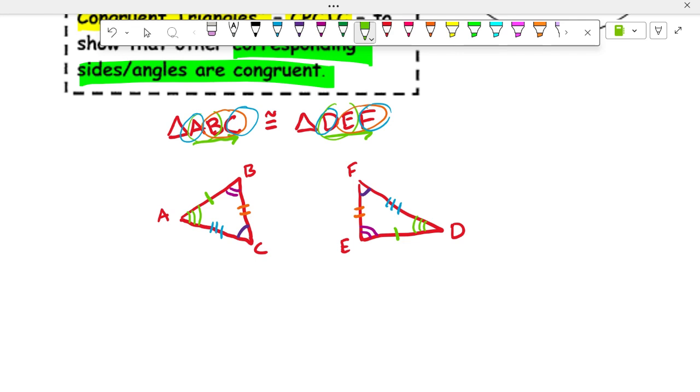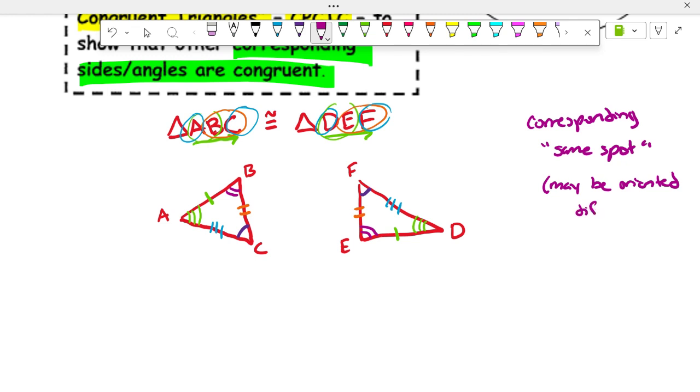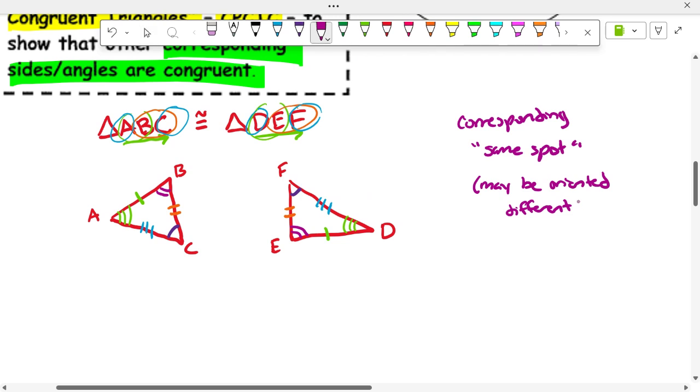So what that means is if we know the triangles are congruent, we can mark any part of that triangle congruent as long as they're corresponding parts. And again, corresponding parts means same spot. But just note that they may be oriented differently. So one may look like it's rotated or reflected or something.